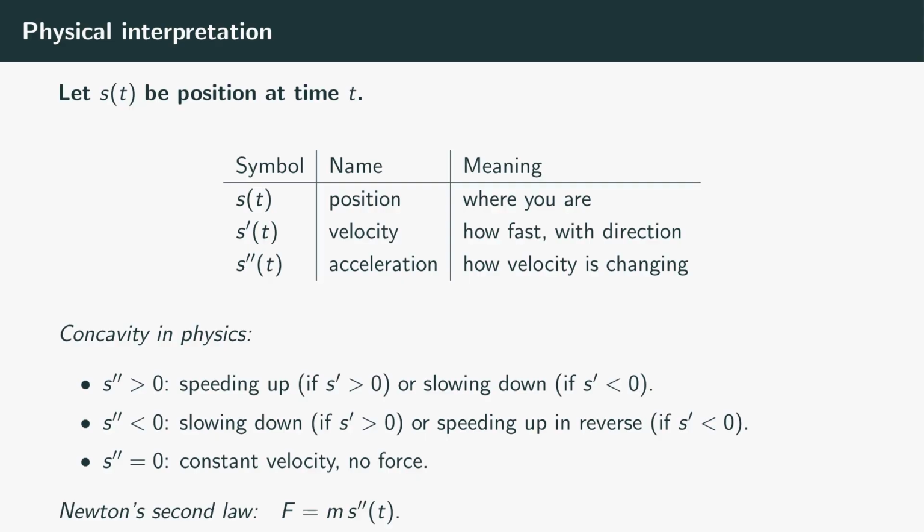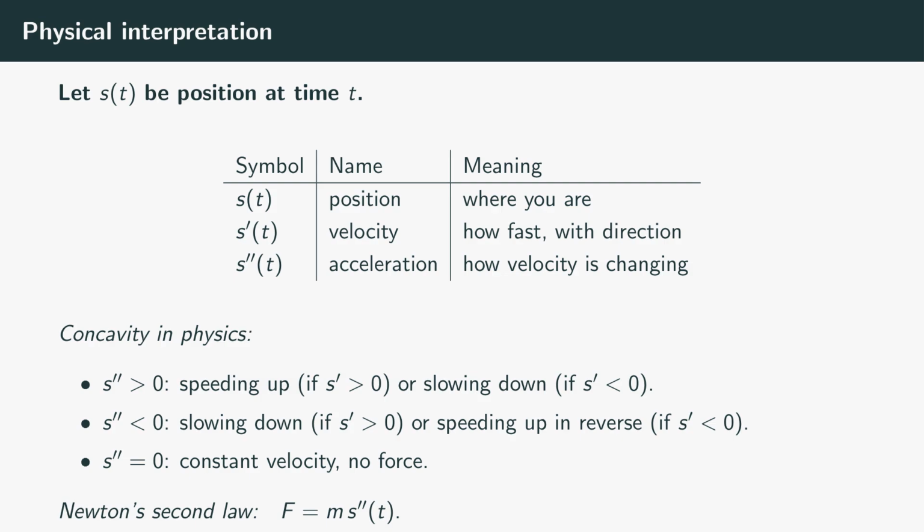The physical interpretation. Take s of t to be the position of a particle at time t. Then s prime of t, the first derivative, is the velocity. How fast the particle is moving, with sign indicating direction. Positive velocity, moving right. Negative velocity, moving left. The second derivative, s double prime of t, is the acceleration. How the velocity is changing.